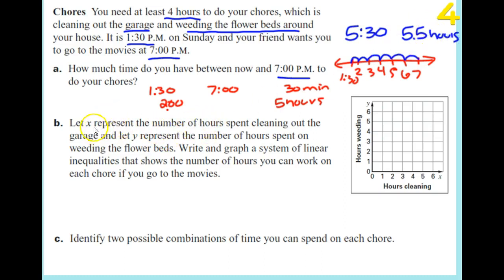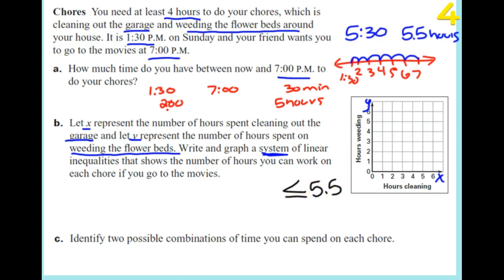So now it says, let X represent the number of hours spent cleaning out the garage, and let Y represent the number of hours spent on weeding the flower beds. That's also what it says down here for X and Y. So it says, write and graph a system of linear inequalities, system meaning more than one, that shows the number of hours you can work on each chore if you go to the movies. So we know that we have less than or equal to 5.5 hours to spend on chores.